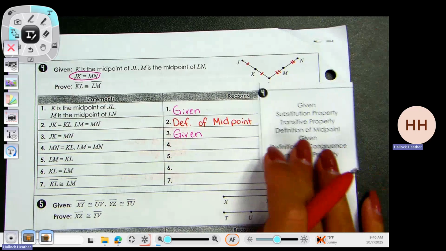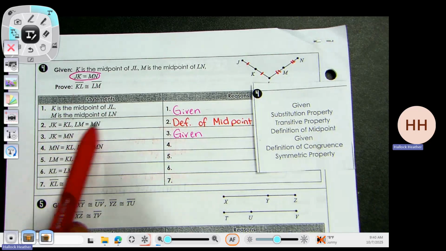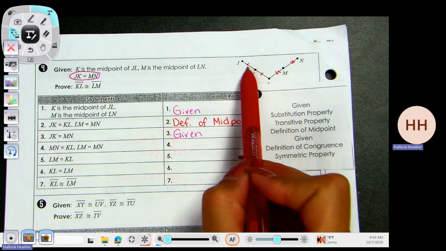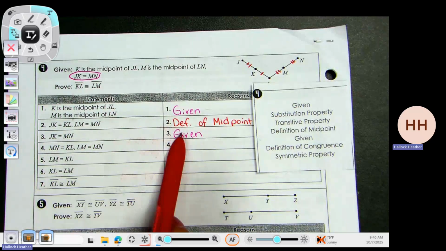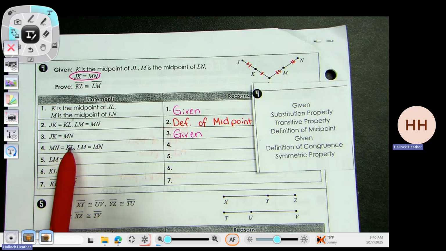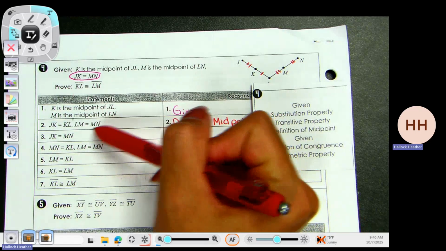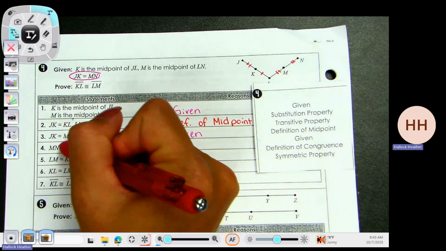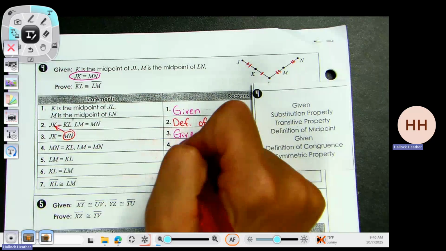The next piece is given. I would still read it whenever you're doing a proof. It makes sense. It flows. So this is midpoint. We're saying they're equal. So then it says JK is also equal to MN. So now I know that these two are actually equal to each other. That's because it's given. So then it says MN equals KL and LM equals MN. If you look at the previous statement, these are exactly the same. What's changing is this part. It is substitution because this front part is changing and replacing the JK. So substitution.